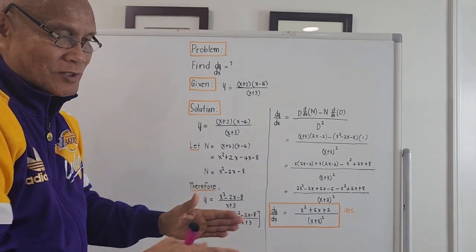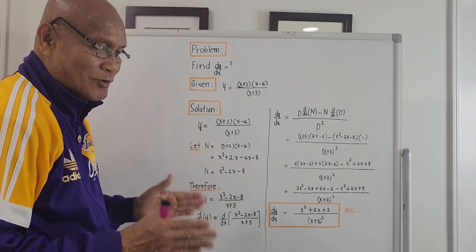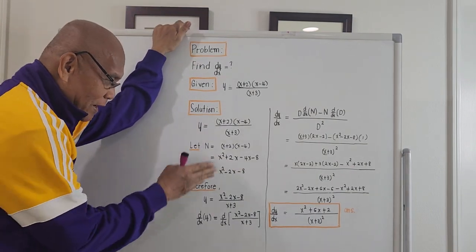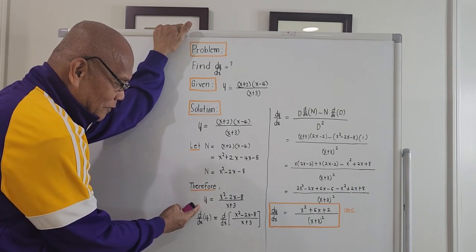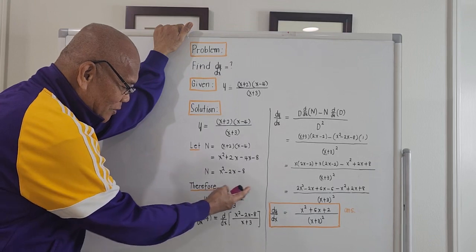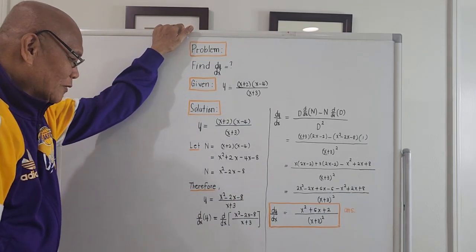If you do not want to expand, it's fine. But for me, I want to expand first. Then I will rewrite the given function now. Therefore, y now will be equal to the expanded form of the numerator, which is x squared minus 2x minus 8, all over x plus 3. Okay?